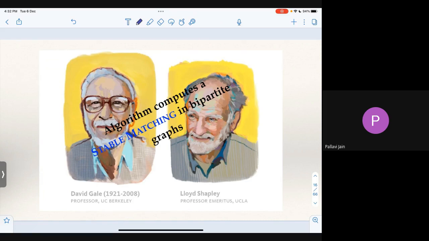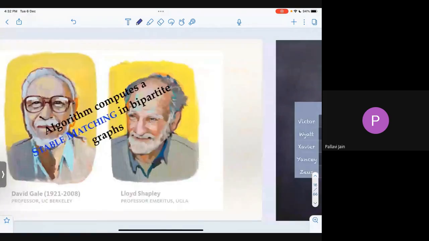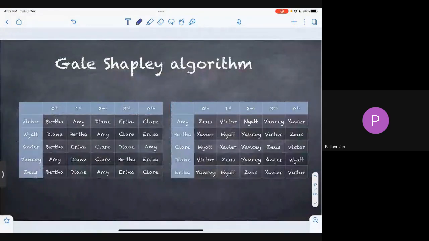This is the algorithm that works for bipartite graphs. Let's start. I'll not run through the entire example, it's a largish thing, but I'll say how it proceeds and you'll get the feeling of it, and then we'll prove some correctness results. Here, the matching market consists of 5 people: Victor, Wyatt, Xavier, Yancy, and Zeus, and Amy, Bertha, Claire, Diane, and Erica. Before I start, I should say that the stable marriage problem and the Gale-Shapley algorithm are the work of the 1960s.